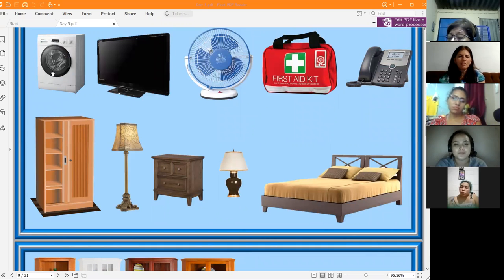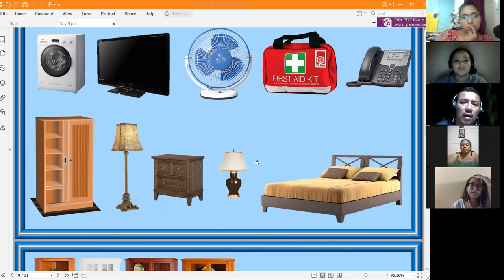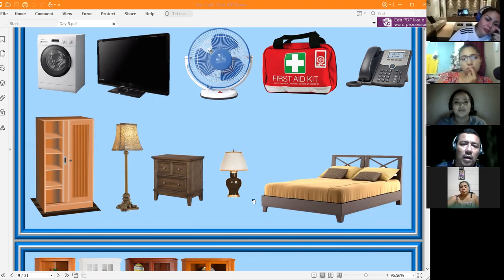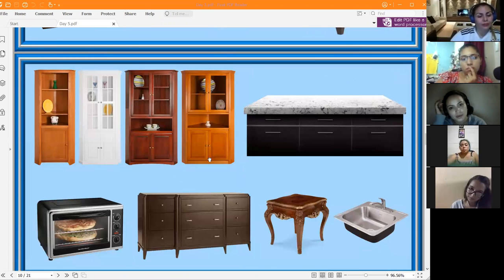Office chair. Okay. This one? Washing machine. This one? Smart TV. Fan. First aid kit. Telephone. He's a waiter. Okay. And this one? Cupboard. Night table. Bed. Okay. And these four, what are they?